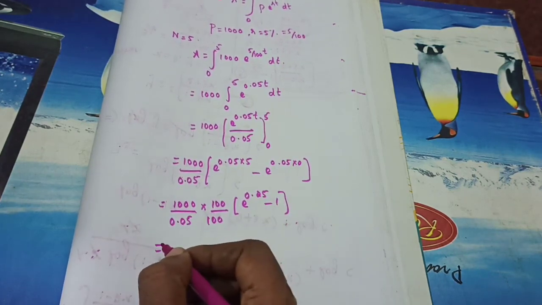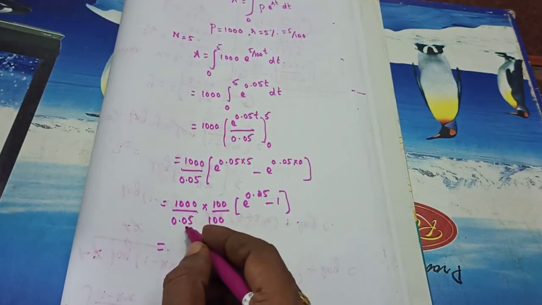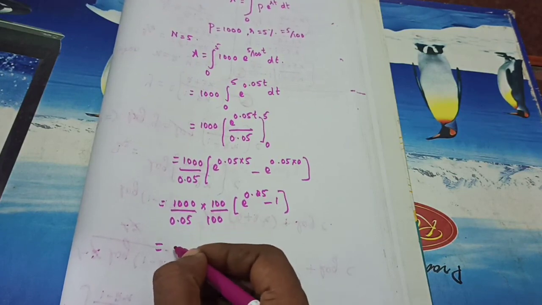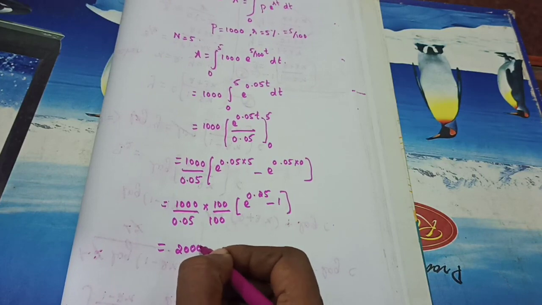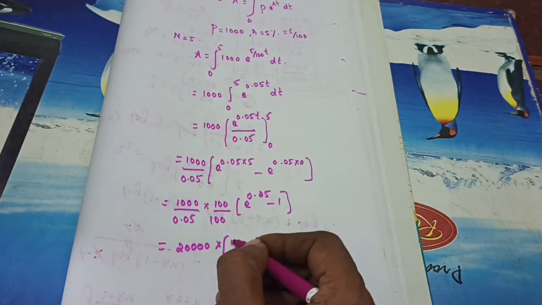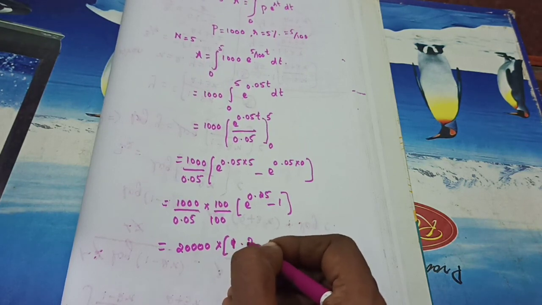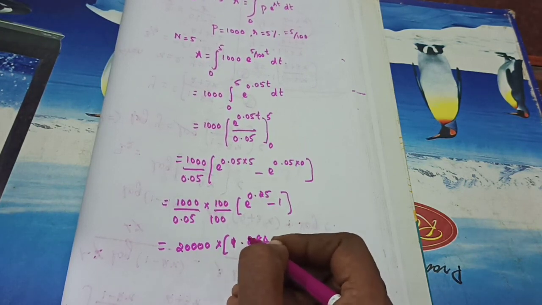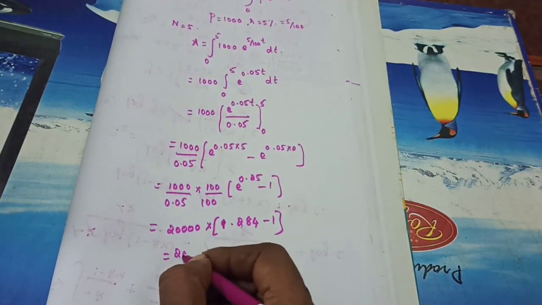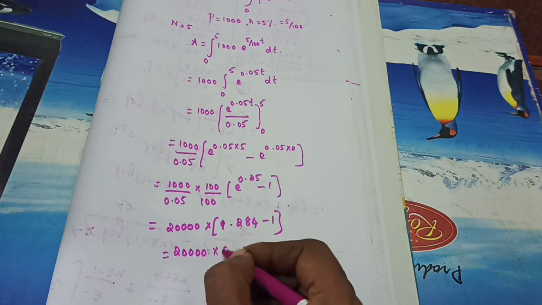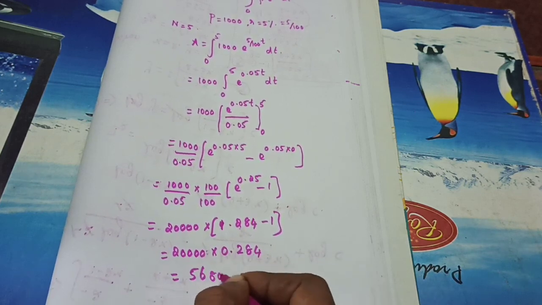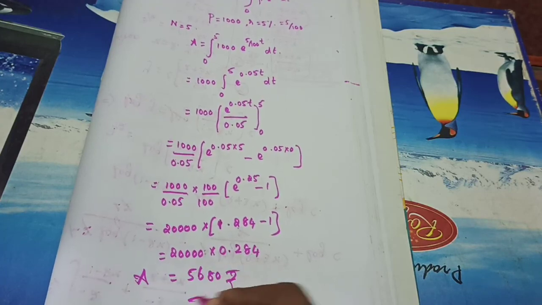Okay, so here what will happen? Two points will go afterwards, is it right? So if you cancel, you will get the value as 20,000 into e power 0.25 minus 1. The value is given in your question, 1.28. Question 1 minus 1. That's equal to 20,000 into 0.284. Multiply, 5680 rupees. This is the answer for this problem.